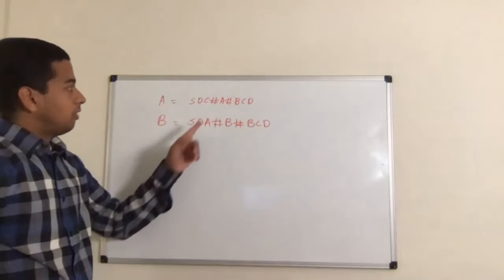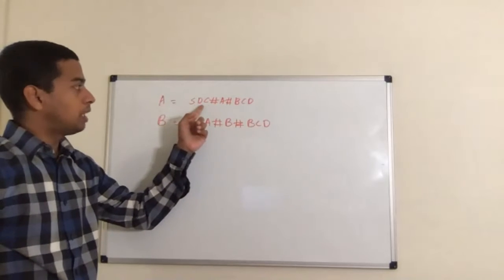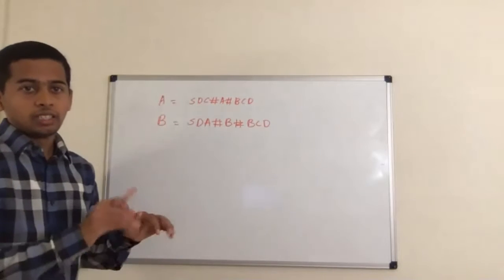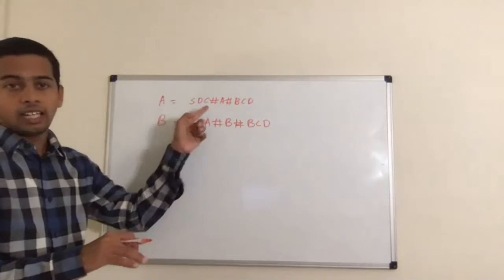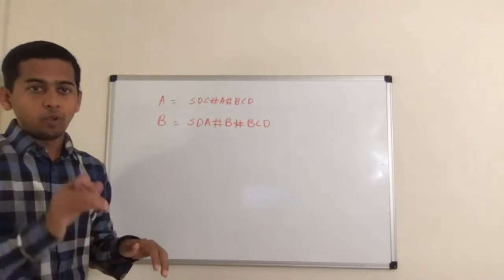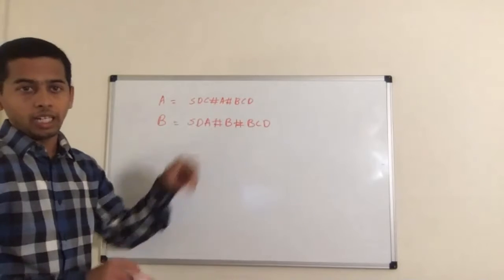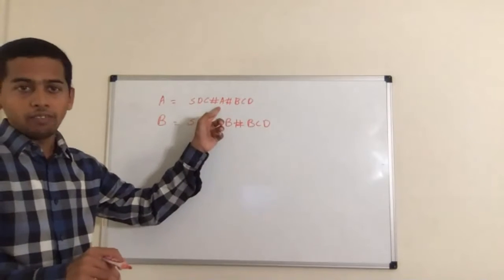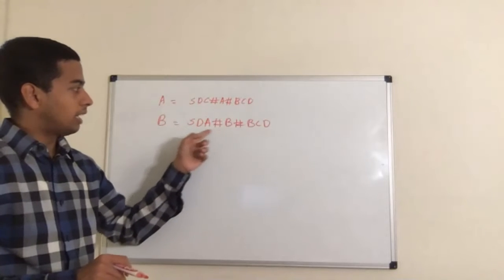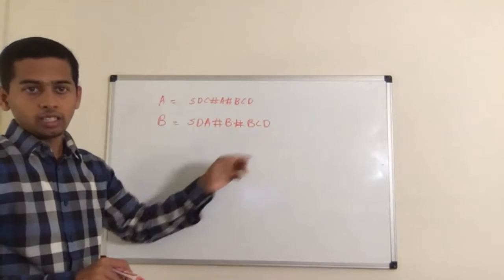One thing is, whenever we encounter a hash, we should remove the previous element. Think like we are typing S, D, C, and consider this hash as a backspace. I have typed S, D, C. Now if I type a backspace, what will happen? The C will get removed, right? Now I will type A, and then a backspace, so the A will get removed, then B, C, D. Similarly here, S, D, A, backspace, so the A gets removed, B, backspace, so the B gets removed, then B, C, D. Correct?